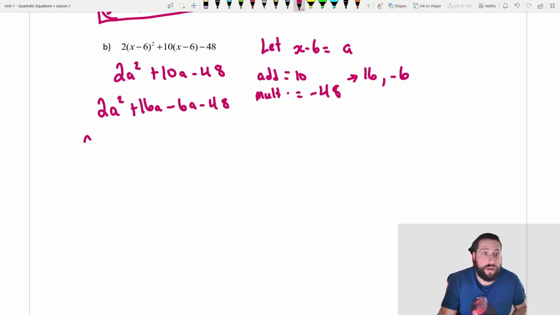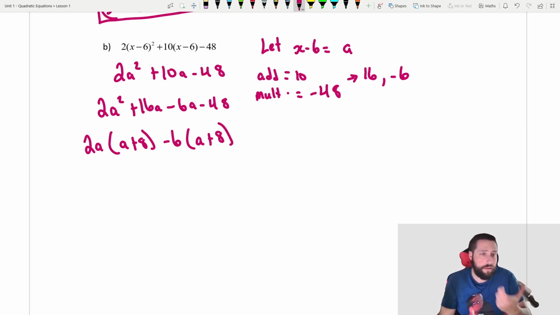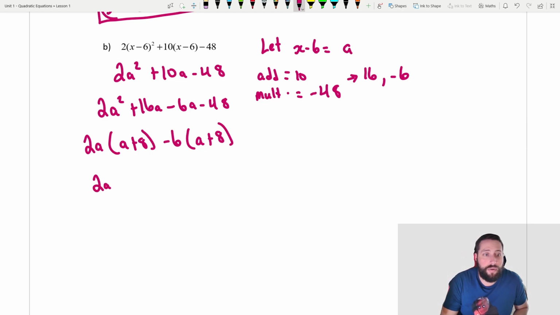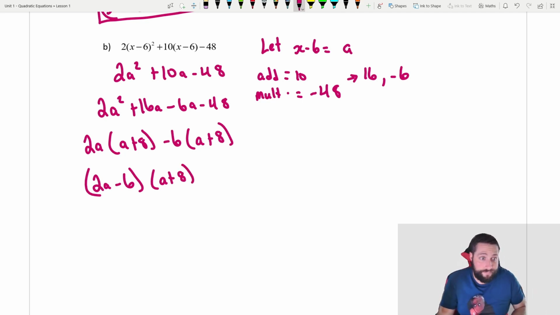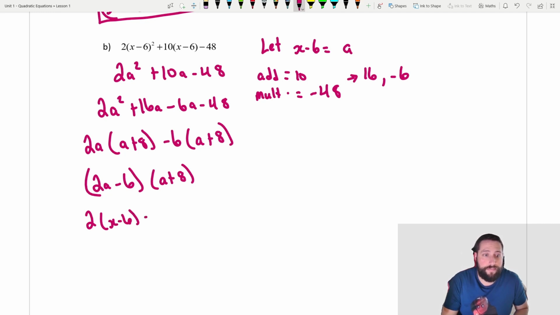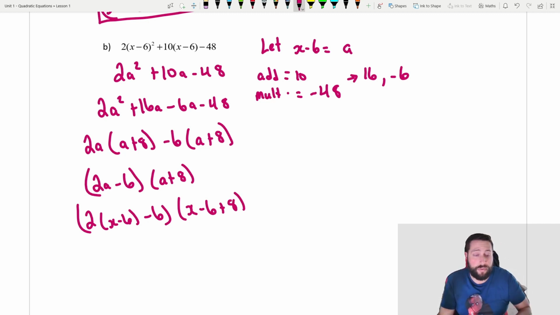Factor out. Okay, so then we're going to have 2a plus 8. And then we'll factor out negative 6, a plus 8. Okay, simplify it. So now we have 2a minus 6, and then a plus 8. Substitute in. So now we have 2 times x minus 6 again, and then x minus 6 plus 8. Simplified to its final form.